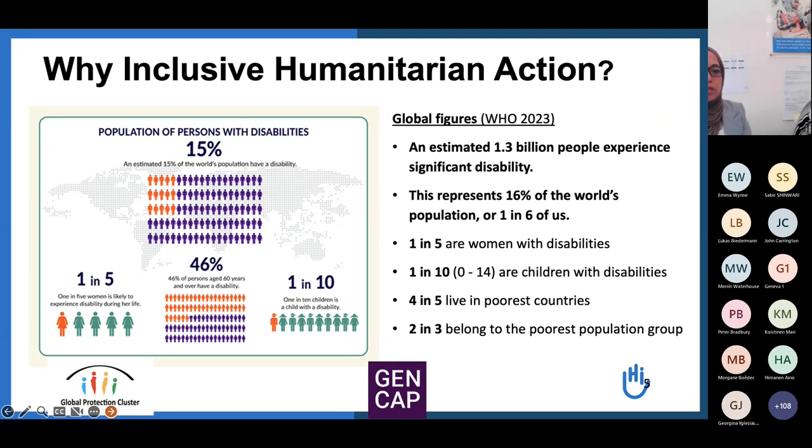If we go to this general analysis without any deep information of what that means or how we can use this type of information, it means that we are unable to build very tailored support for communities. For example, in this data, we can find that 1 in 5 are women with disabilities, while 1 in 10 are children with disabilities, while 4 in 5 live in the poorest countries, and 2 in 3 belong to the poorest population group.